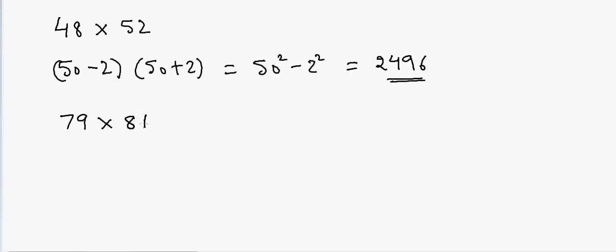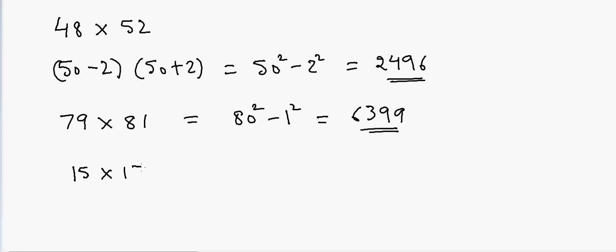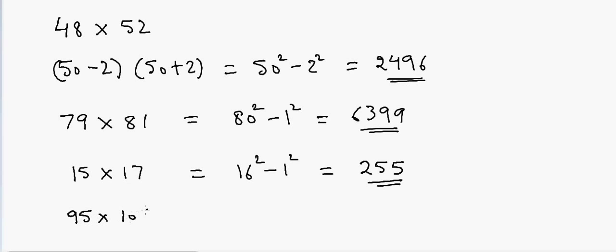Same way, suppose I have to do 79 into 81, so the answer will be equal to 80 square minus 1 square. So this will be equal to 6399. If we have to do, suppose, 15 into 17, then in that case it will be equal to 16 square minus 1 square, that's equal to 255. Another example is 95 into 105.